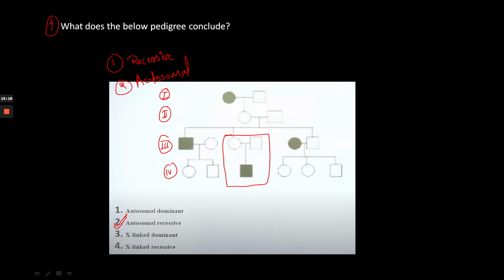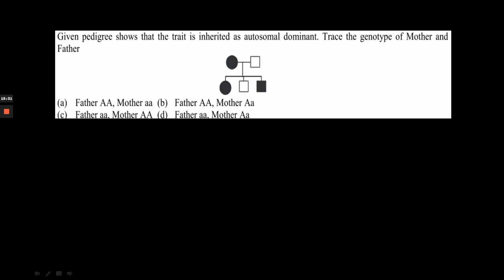Also, in the case of autosomal, we have said that 50% of individuals in a particular generation are affected. So one male and one female, right? So autosomal recessive it is. Fifth one. In this it is saying that a given pedigree shows the trait is inherited as autosomal dominant.